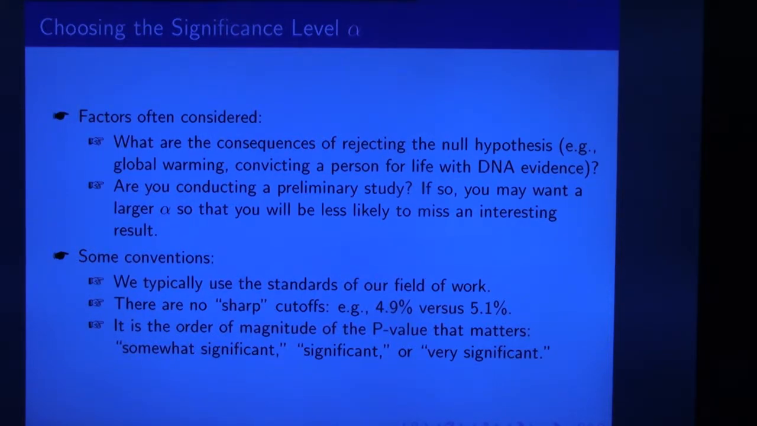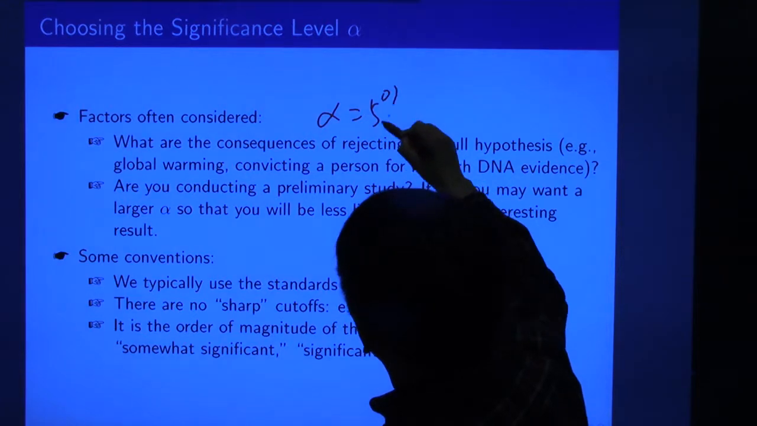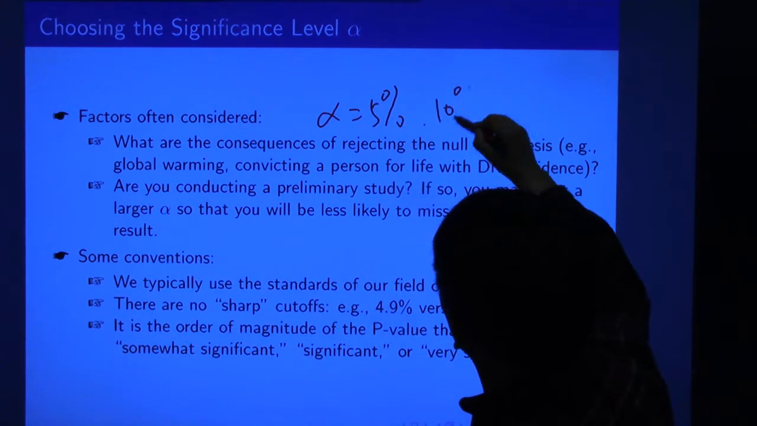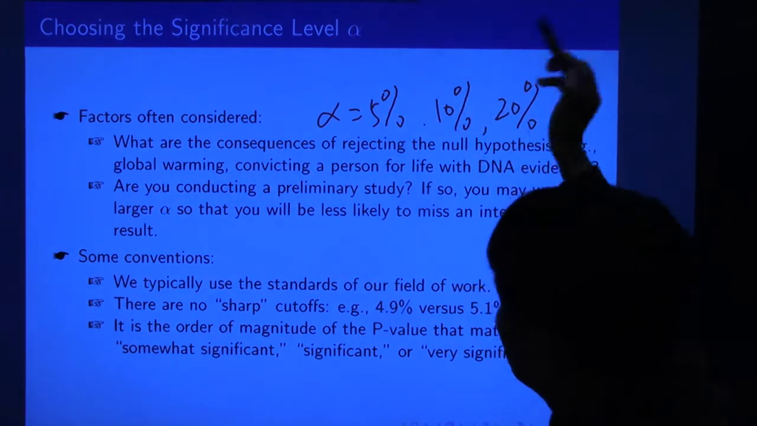The first one: what are the consequences of rejecting the null hypothesis? For example, if you want to study global warming, and in this case you reject a null hypothesis, what will be the consequence? The consequence will not be that serious. Global warming or not, it is important, but it's not that serious. So you can choose a large significance level alpha, for example 5%, that is okay. 10%, fine. 20%, that is no big deal.